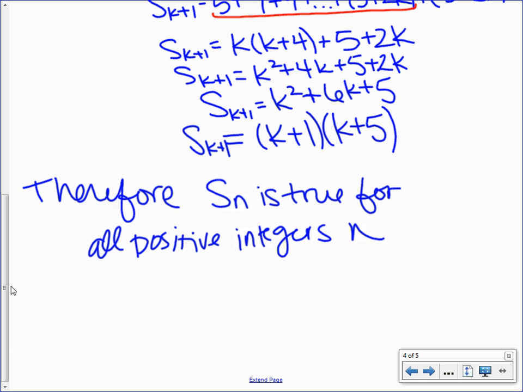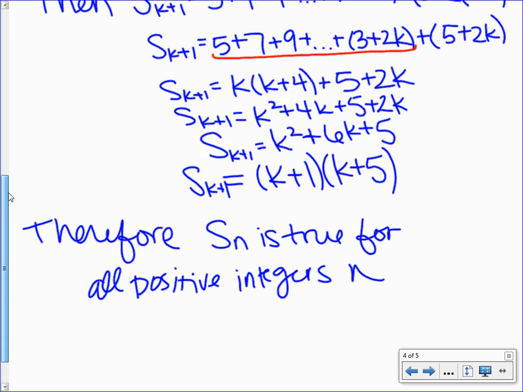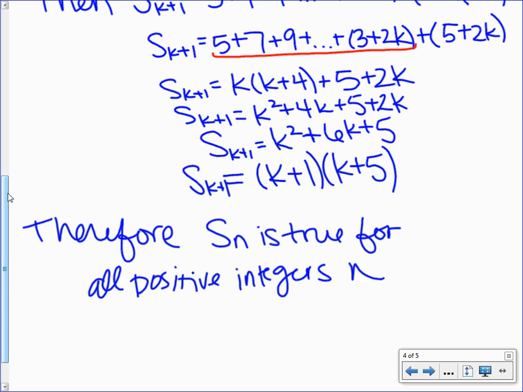Your algebra is the meat and potatoes of the proof. You have to show step by step by step by step. You cannot jump from k squared plus 4k plus 5 plus 2k to this factoring, because you wouldn't do that if you didn't know what it factored to. So, you better make me believe that you know what you're doing with your algebra. You can't skip steps, because your algebra is the proof.